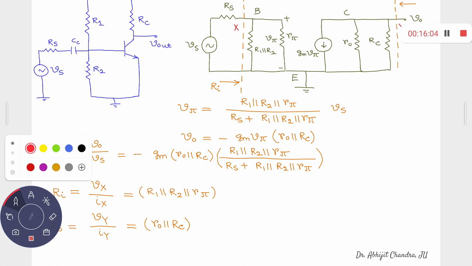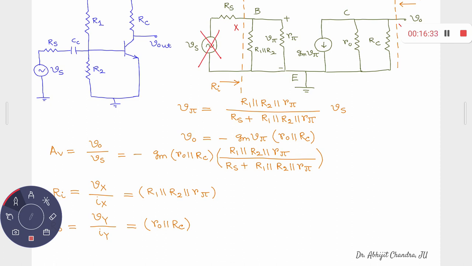So you have to make Vs a short circuit, and the gm vpi source stays. That is the arrangement, first of all, while calculating the output resistance: make all the independent voltage and current sources inactive, independent, not the dependent. Then you have to identify what is my output terminal. Output terminal is the collector terminal, with respect to the emitter, which is my common terminal, because it's a common emitter configuration.